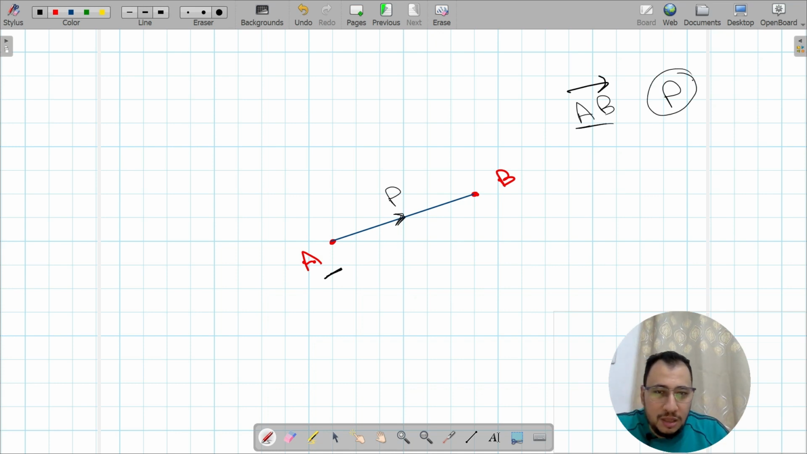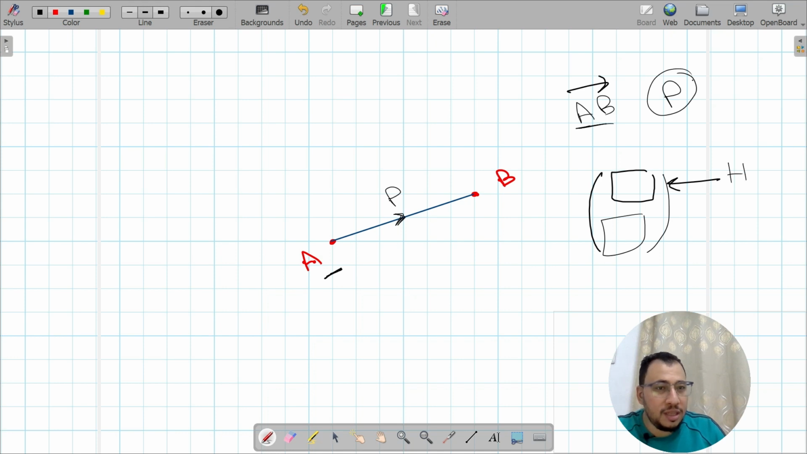How can we write this in numbers? We can represent this as a column vector. In the column vector, you are writing two numbers. The upper one is the horizontal change and the lower one is the vertical change. From A to B, remember, you always start counting from A to B.